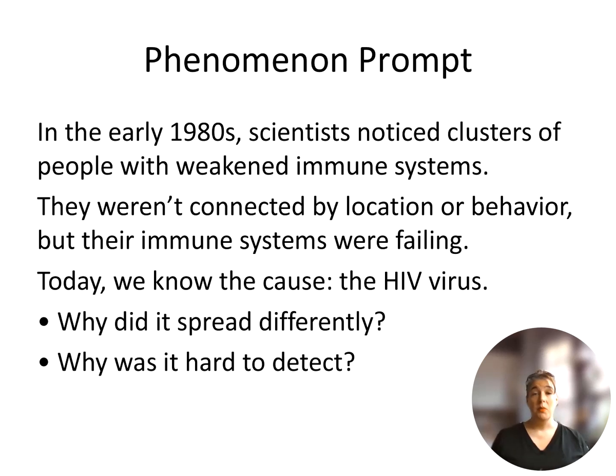So our phenomenon prompt. In the early 1980s, scientists noticed clusters or groups of people with weakened immune systems. They weren't connected by location or behavior, but their immune systems were failing. Today, we know the cause. It was the HIV virus. And there's some questions to help get you thinking here. Why did it spread differently? Because remember, it's in clusters. Why was it hard to detect? Well, these individuals were not connected.